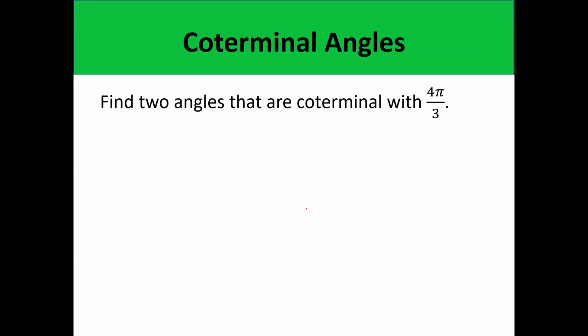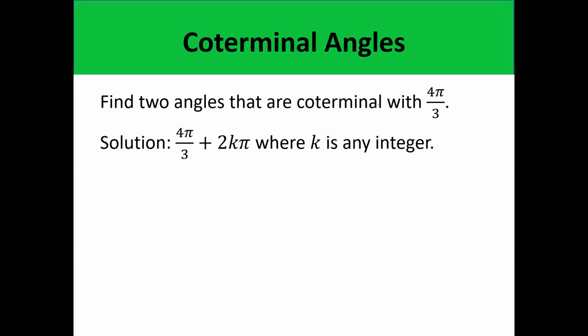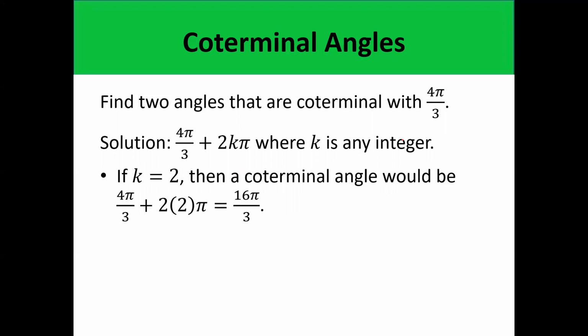Now for radian measurement, let's find two angles that are coterminal with 4 pi over 3. So the formula here would be 4 pi over 3 plus 2 times k times pi. Again, whenever we are in the radian measurement, we add or subtract multiples of 2 pi. So here k is also any integer. Okay, so if k is equal to 2, then a coterminal angle would be 4 pi over 3 plus 2 times the value of k, which is 2, times pi. So that's going to be 4 pi over 3 plus 4 pi.